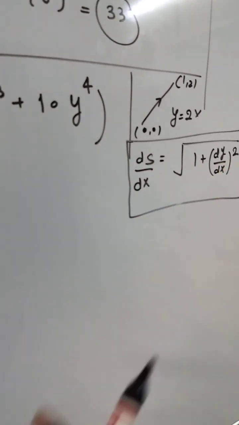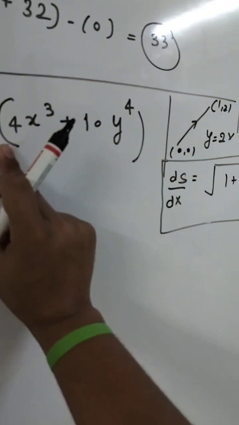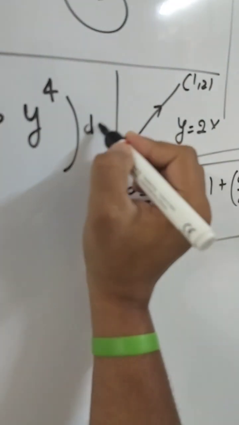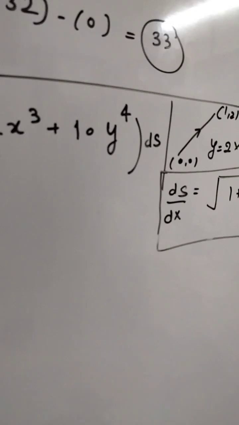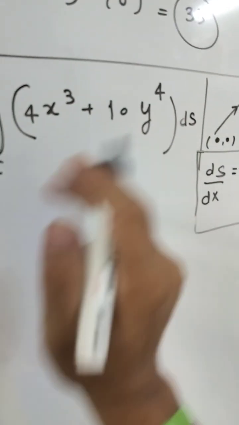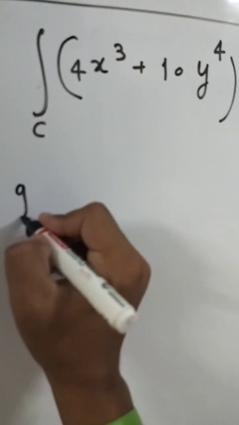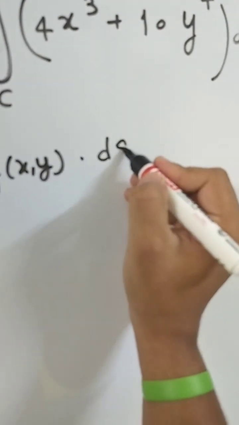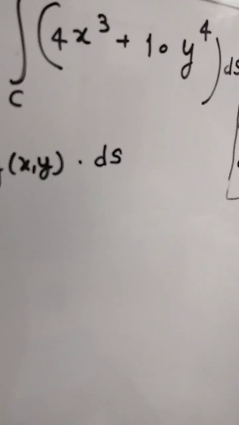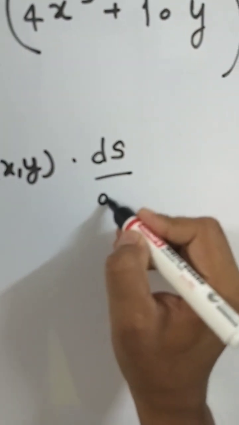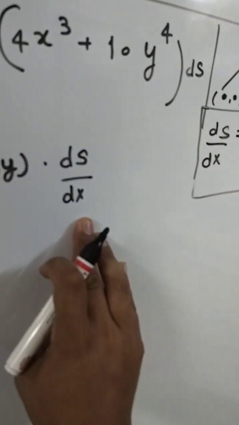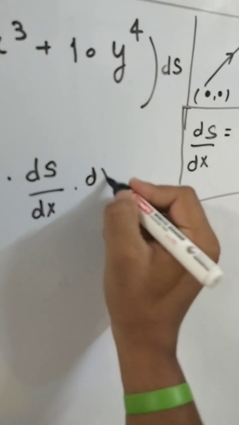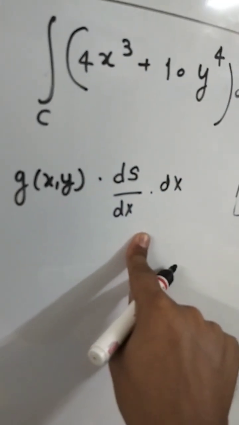So my point is that you need to integrate along this curve, not along dx, not along dy, but along ds. And this is a function, say g(x,y), a function in two variables, being integrated with respect to ds. Now it is your choice. Either you make it ds by dx or you make it ds by dy. If you make it ds by dx, then put dx here also. Multiply and divide by dx, there is no change.